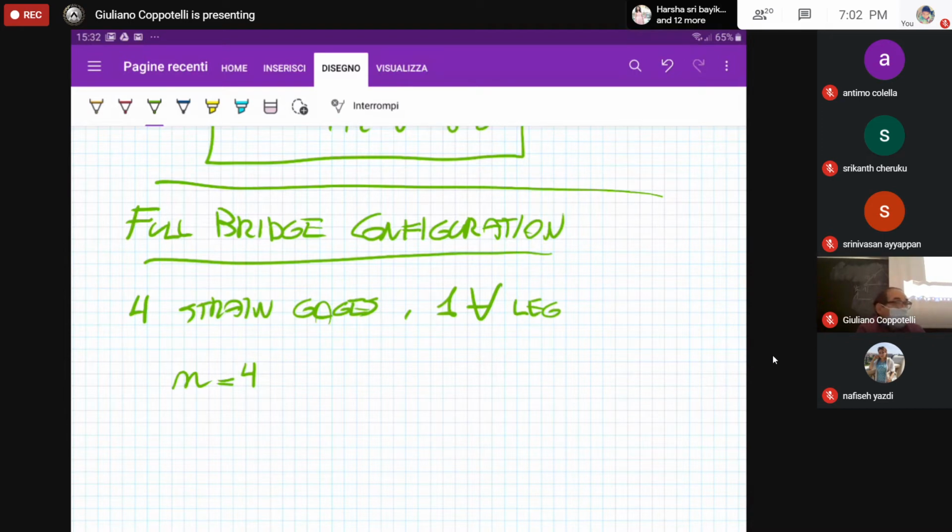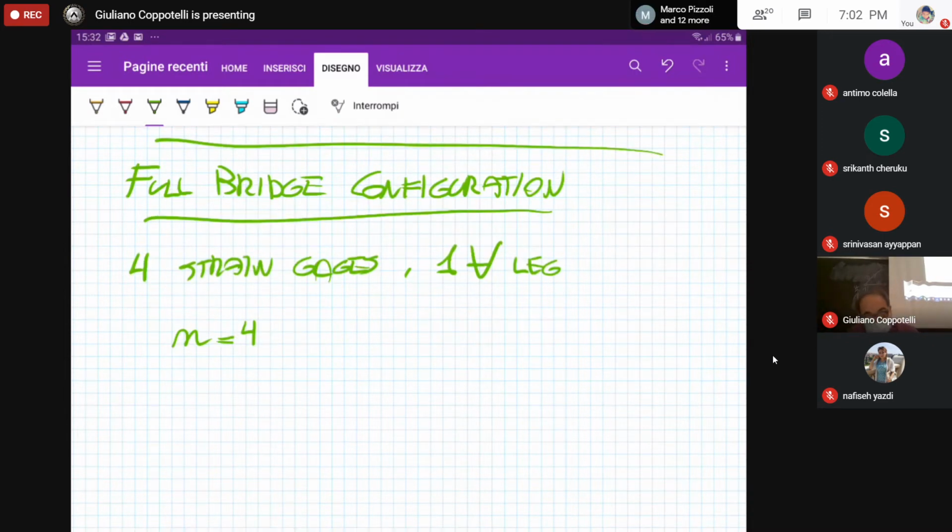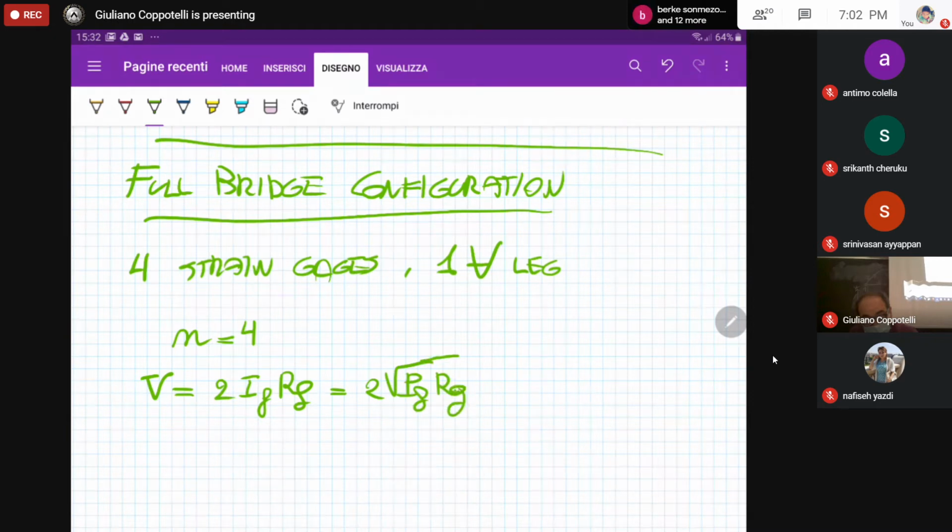Okay. Then what you're having is the input tension is bounded by the differential of potential given by this IG RG that relates to the maximum power that could be dissipated, as usual, by this equation. Nothing new by now.